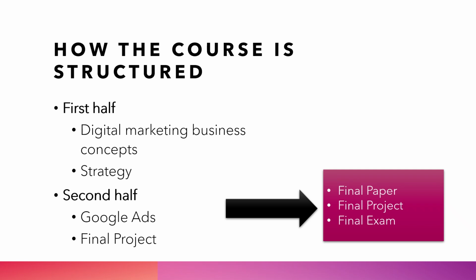Now, there are 3 major things at the end of this course. First is a final paper covering the digital marketing concepts from the first half of the course. And if you plan your time out correctly, you'll have about a month to complete it. Second, your final project, and that's going to focus on the Google Ads. And then the third is an actual final exam that you're going to take.